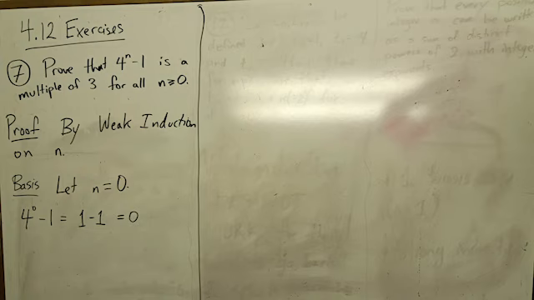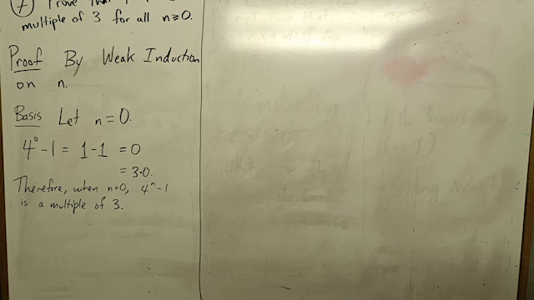We need to show it is a multiple of 3. So let's express 0 as a multiple of 3. Now, of course, 0 is just 3 times 0. And so that is what we need to show. And so now we can conclude that when n is equal to 0, 4 to the n minus 1 is a multiple of 3. So you always have to remember, what are you trying to prove, and then you have to prove it in the basis cases.